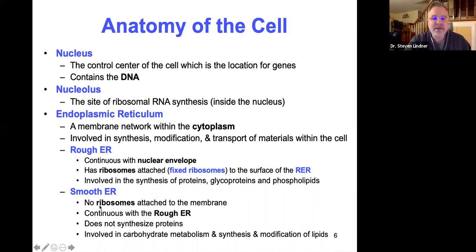The smooth ER does not have ribosomes attached. It is continuous also with the rough ER, but this one doesn't make protein. So what is it doing? It is involved with carbohydrate metabolism and the synthesis and modifying of a type of lipids. These lipids can include fat, cholesterol, things of that nature. Yes, there is cholesterol in the cell membrane. You need it. There is fat in the cell membrane. You need it. There's protein in it. You need it. So producing and modifying these fats are very, very important.